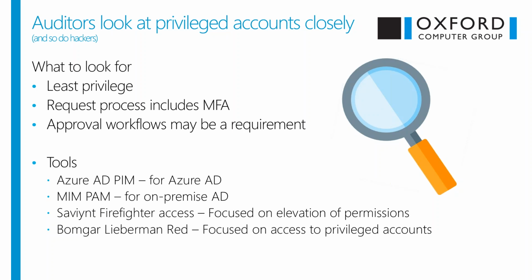And then there's MIM-PAM, which is solely focused on on-premise Active Directory. And that is basically the elevation of users into a group for a set period of time, and then removing that user from the group when that has expired. Saviynt has Firefighter Access, which is focused on the elevation of permissions to any application that Saviynt touches. That could be Active Directory, that could be Azure Active Directory, it could be Oracle E-Business Suite. But again, it's the elevation of those permissions and then removal of them once that time is expired.